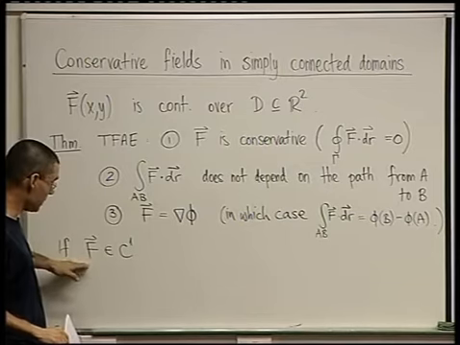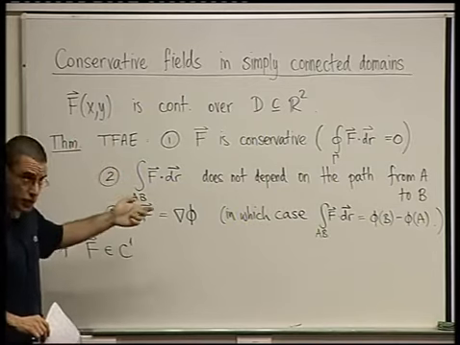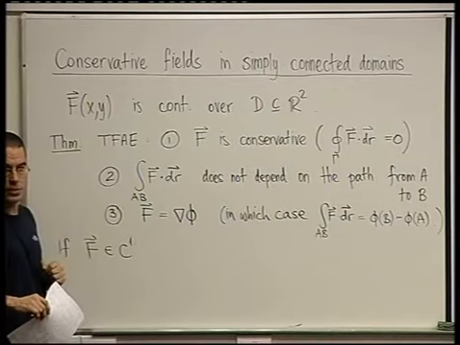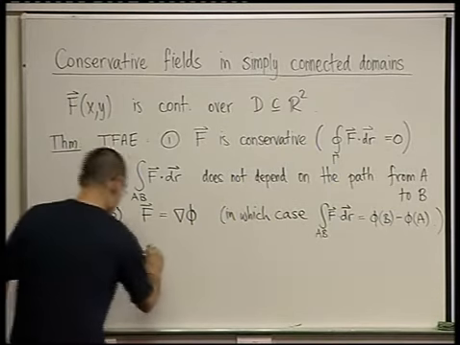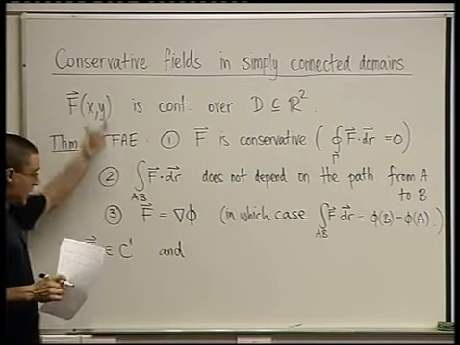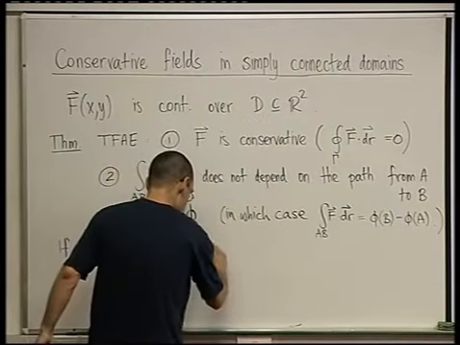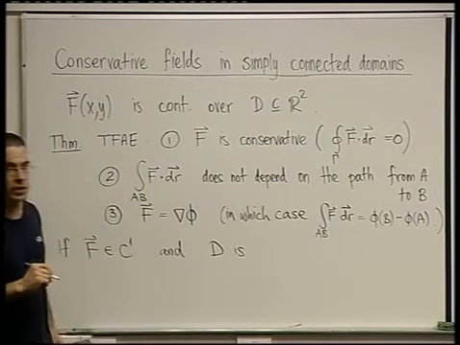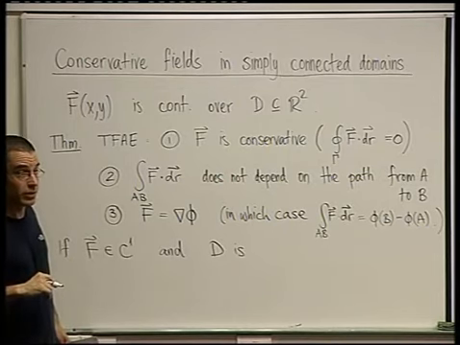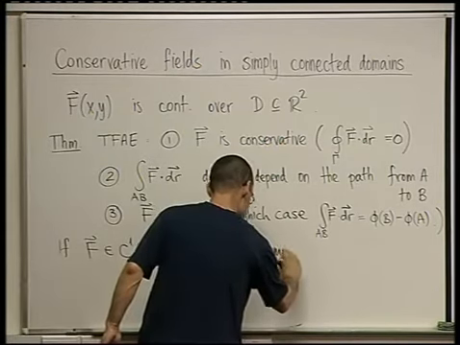We're assuming that the field is C1, meaning that its components, P and Q, are C1 scalar functions, meaning that P and Q both have both partial derivatives continuous. And so this was an assumption about the field. Now there's going to be another assumption about the domain, D. And guess what that assumption is going to be? Wild guess. Wow, how did you think of that? Cool. D is simply connected.